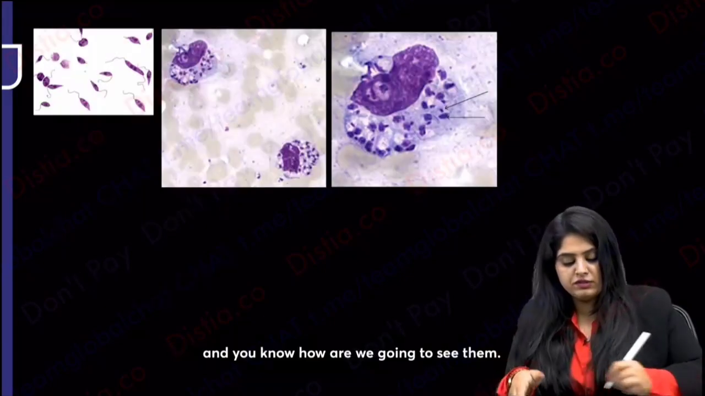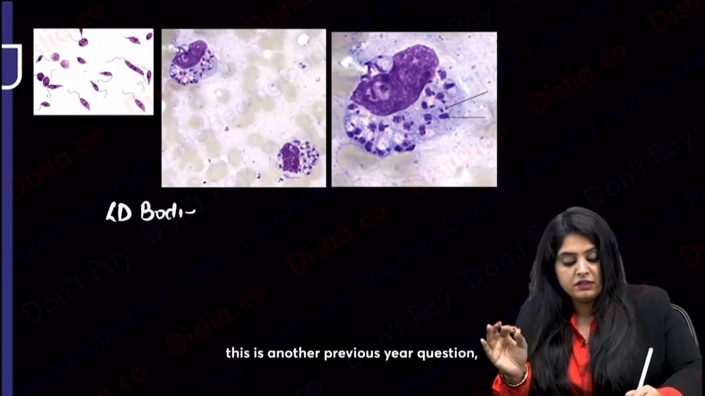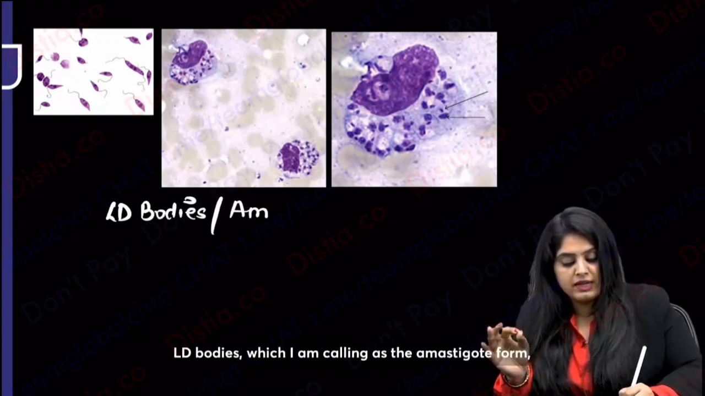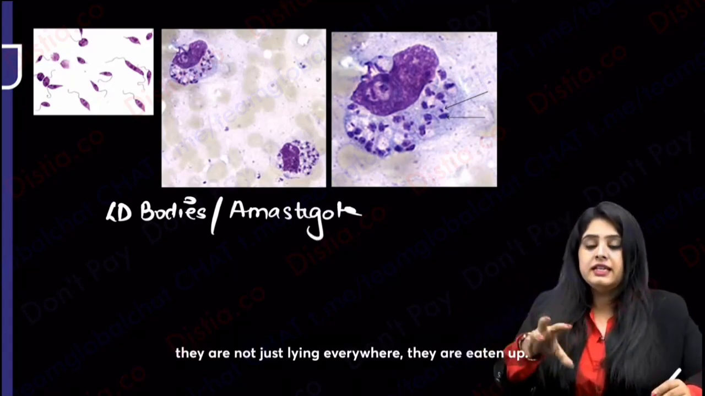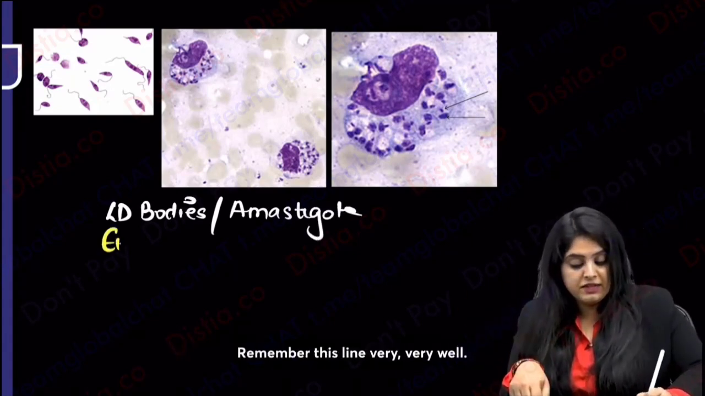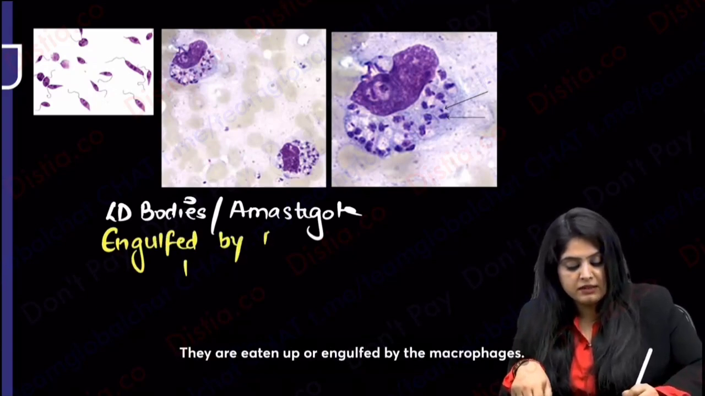And you know how we are going to see them? Please remember the LD bodies. This is another previous year question. LD bodies, which I'm calling the amastigote form, are not just lying everywhere. They are eaten up. Remember this line very, very well. They are eaten up or engulfed by the macrophages.